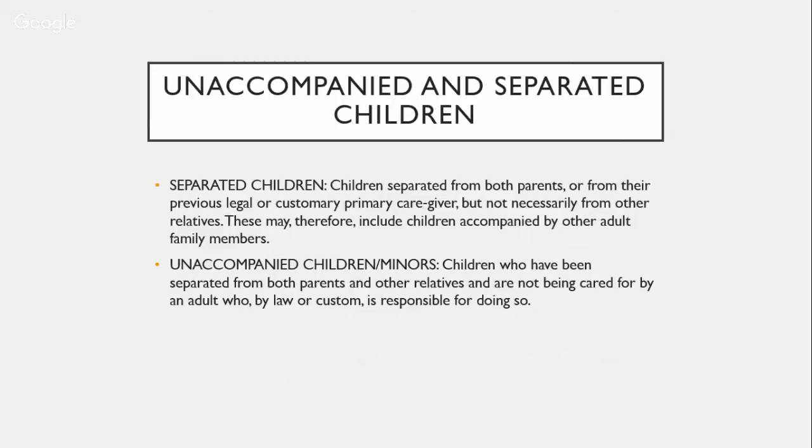Separated children are children separated from both parents or from their previous legal or customary primary caregiver, but not necessarily from other relatives. They may therefore include children accompanied by other adult family members. Unaccompanied children are children who have been separated from both parents and other relatives and are not being cared for by an adult who by law or custom is responsible for doing so.